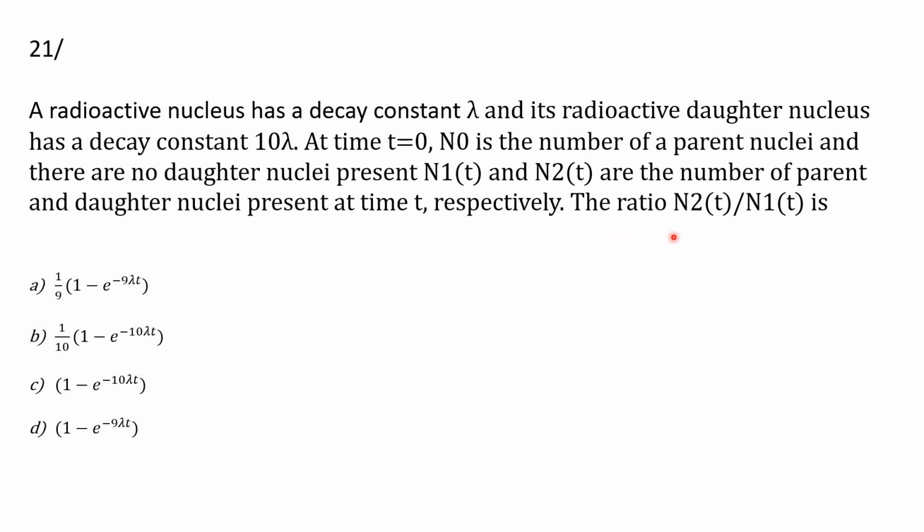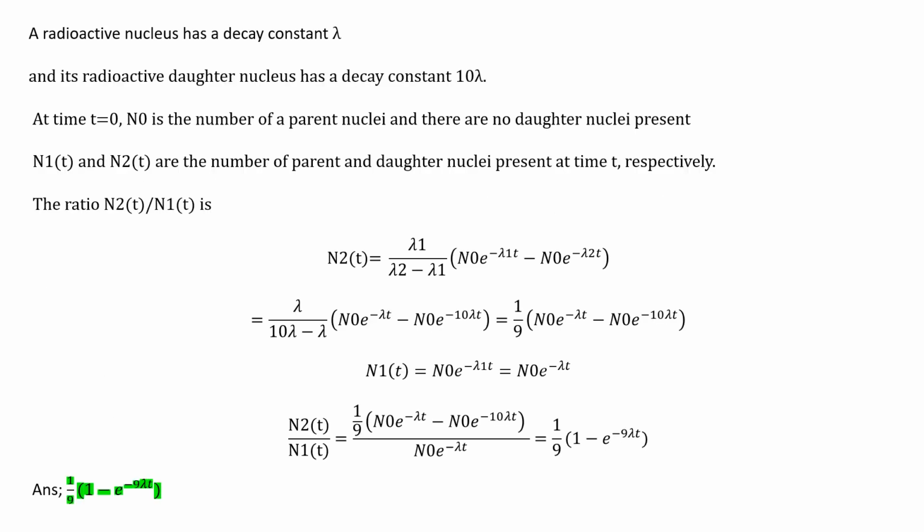The ratio N2(t) by N1(t) is, and here the options are: option A, 1 by 9 times (1 minus e to the power minus 9 lambda t). Option B is 1 by 10 times (1 minus e to the power minus 10 lambda t). Option C is 1 minus e to the power minus 10 lambda t. And option D is 1 minus e to the power minus 9 lambda t.